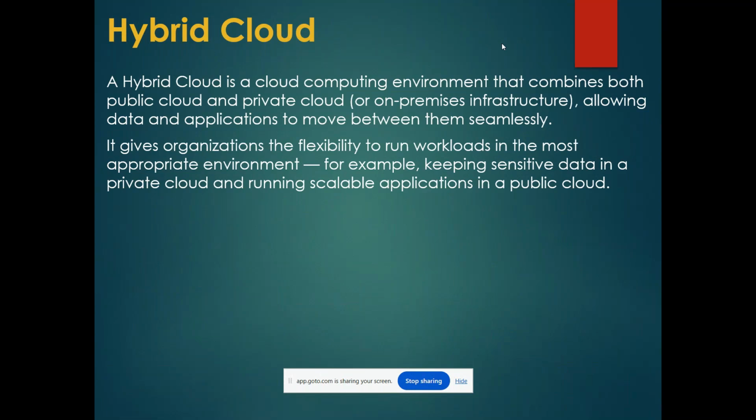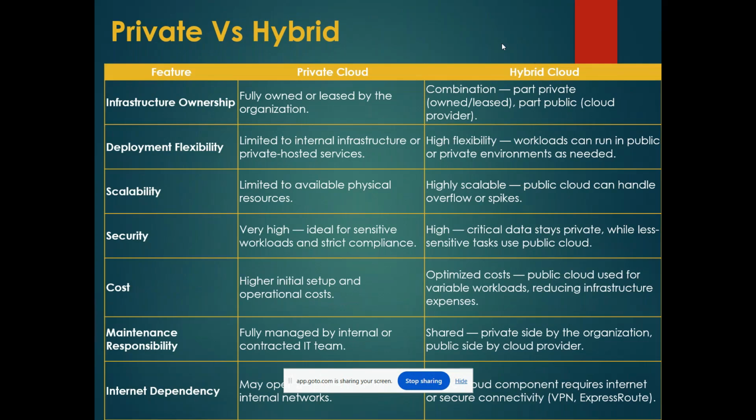A hybrid cloud is a cloud computing environment that combines both public cloud and private cloud or on-premises infrastructure, allowing data and applications to move between them seamlessly. It gives organizations the flexibility to run workloads in the most appropriate environment. For example, keeping sensitive data in a private cloud and running scalable applications in a public cloud. So those are the advantages of hybrid cloud. We will see private versus hybrid.